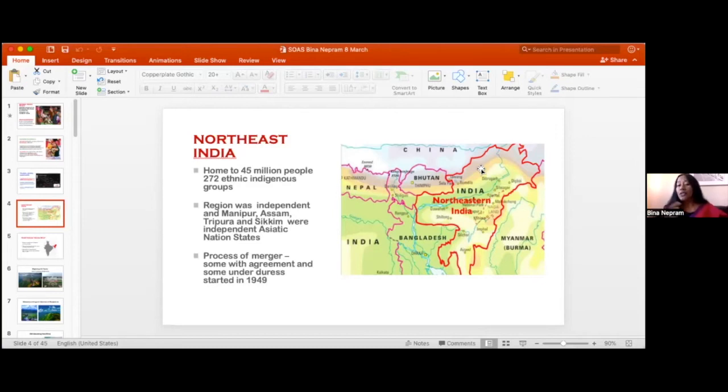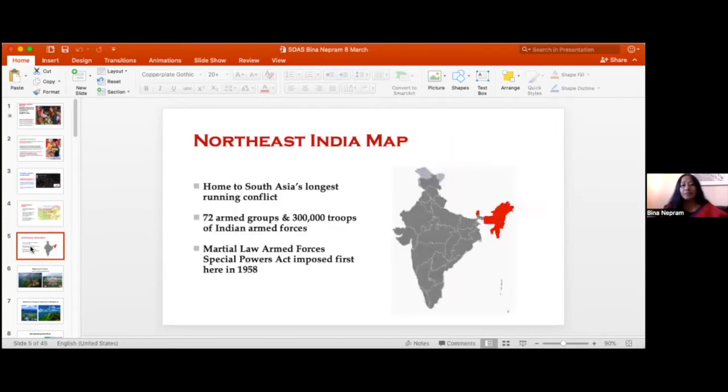So just to let you know why this conflict is not a border conflict of India, it's a conflict about how decolonization has led to colonization of indigenous communities in our part of the world. This is a story of Chittagong Hill Tracts. This is a story of Manipur.